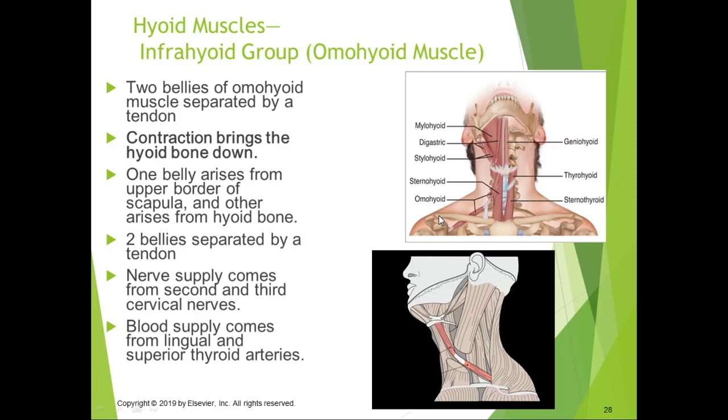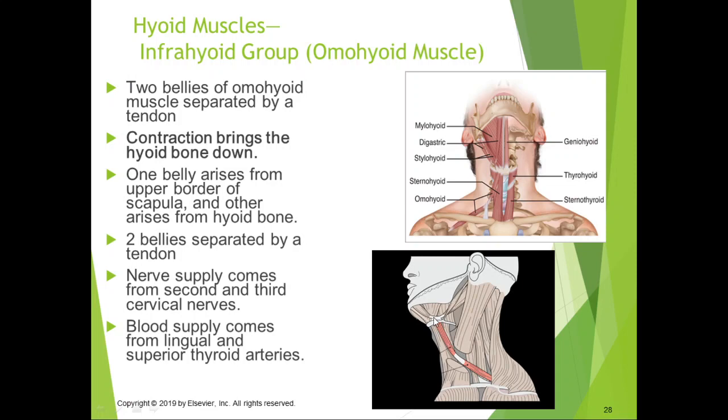Next, we have this infrahyoid group. So we're going to talk about the omohyoid muscle. That is right here on our diagram. And if we look at the lower diagram, we can see it has two parts. It has an upper and a lower portion, and it has a tendon in the middle.